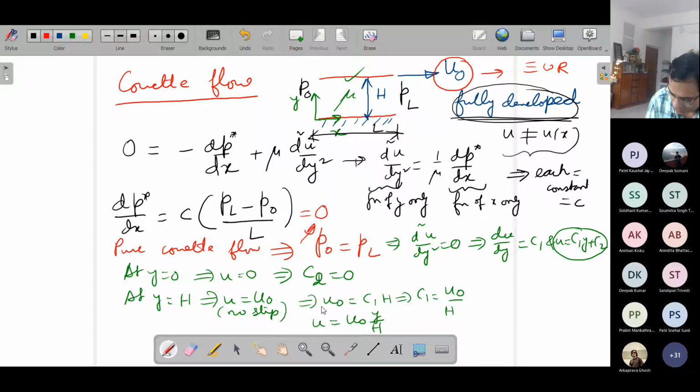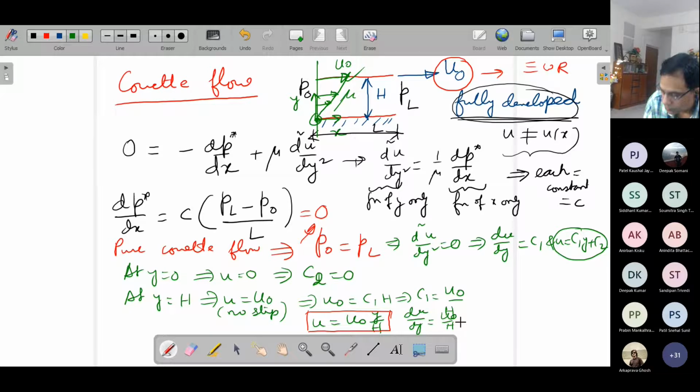Let me highlight this. This is a linear function of y. If you make a plot of the velocity profile with vectors, at y equal to 0 it is 0, and here it is u0. So you have a straight line. This is the velocity profile. One of the very important features is the velocity gradient, du/dy, which is u0 by h.